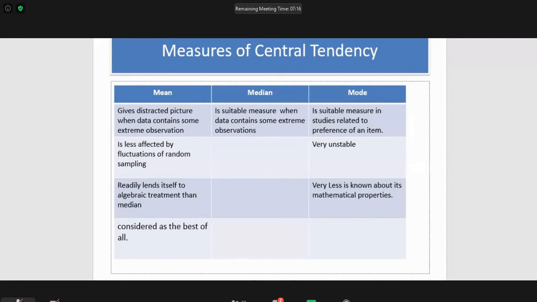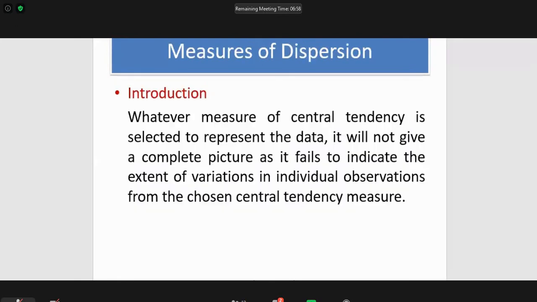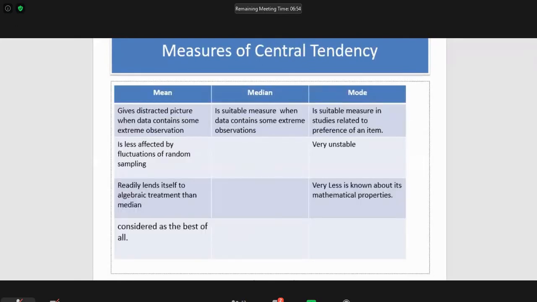Now, if we compare all these three, mean, median, and mode, the mean gives you a distorted picture when data contains some extreme observations. That's the only problem with the mean. It's less affected by fluctuations of random sampling. It readily lends itself to algebraic treatment more than the median. The mean is your central value, but what else can we do with this value? That's what we mean by algebraic treatment. That means we can use this average for some other purpose of analysis.